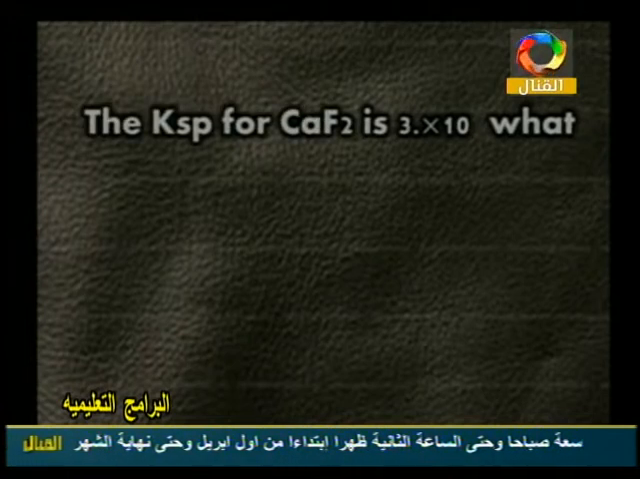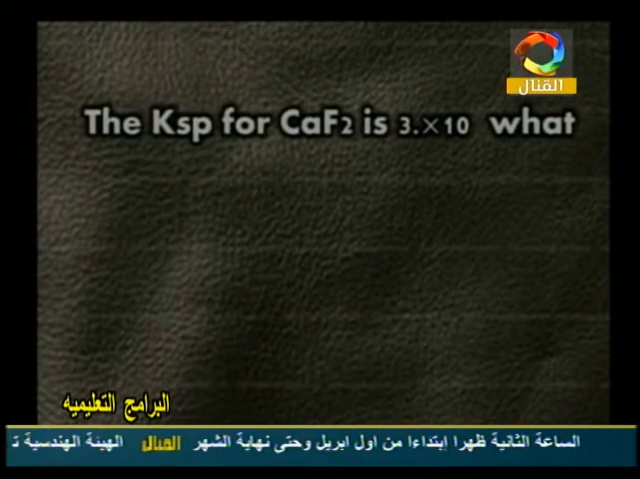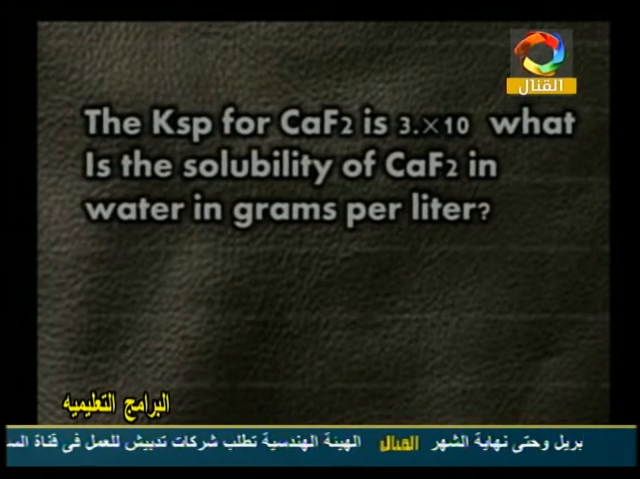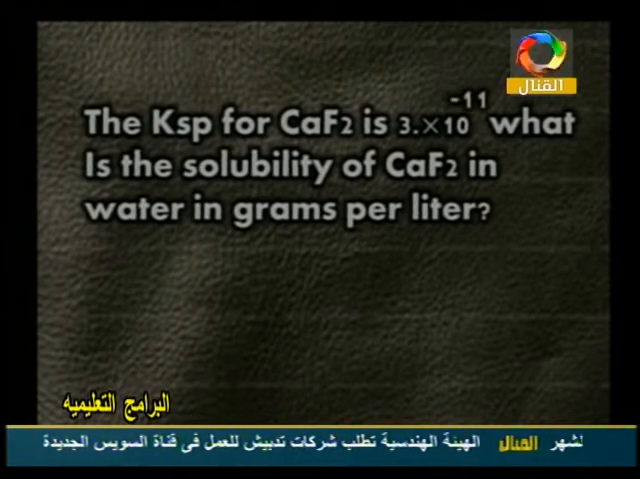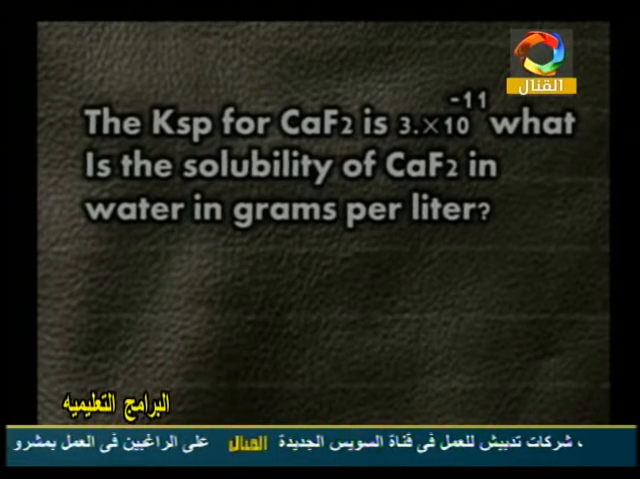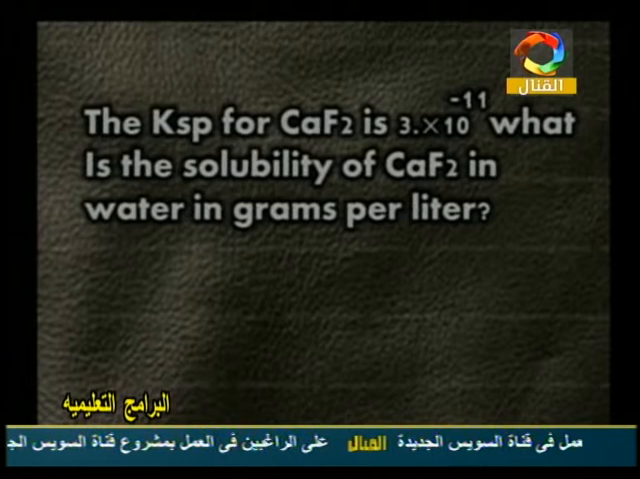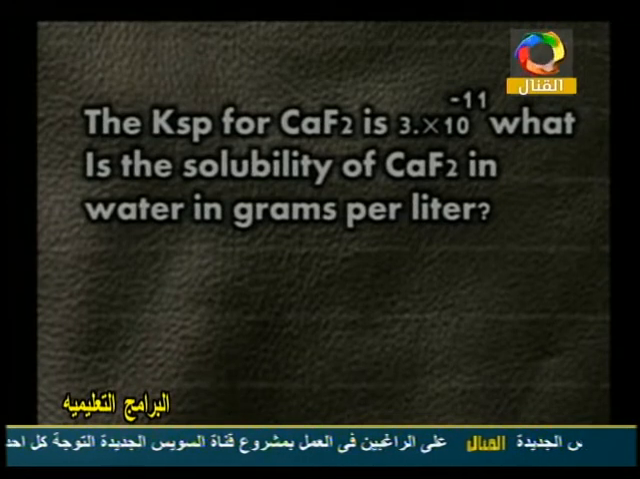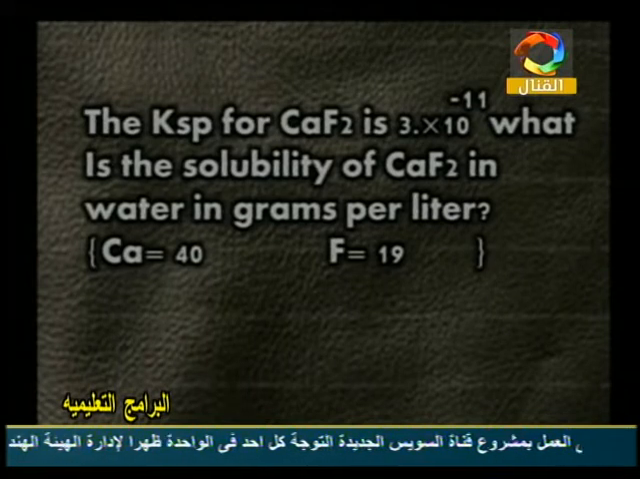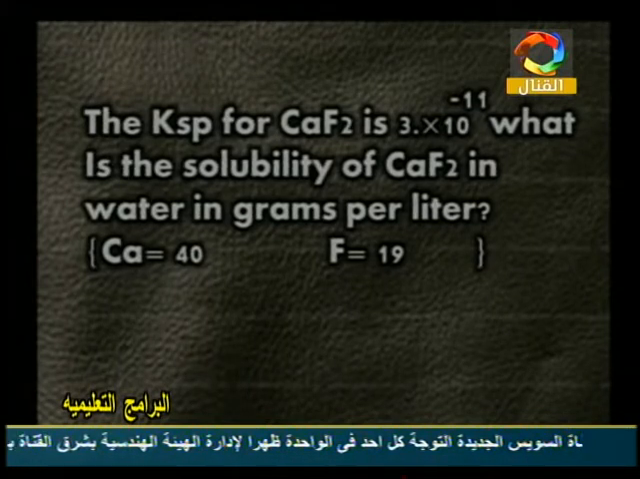Another one. Tell me, the Ksp for CaF2 is 3.9 by 10 power negative 11. What is the solubility of CaF2 in water in grams per liter? Solubility from Ksp, it's very easy. My dear, write it like this. Ca equals 40, F equals 19.